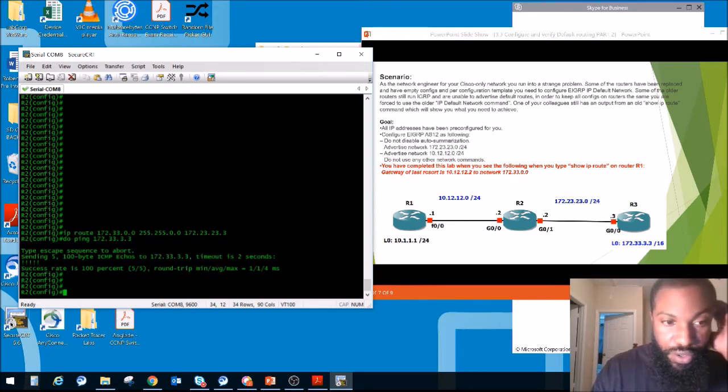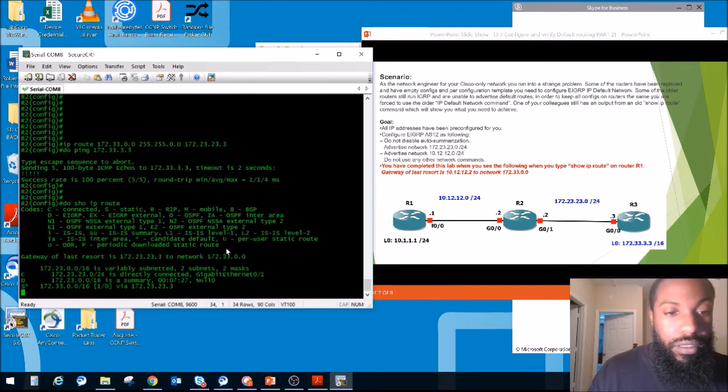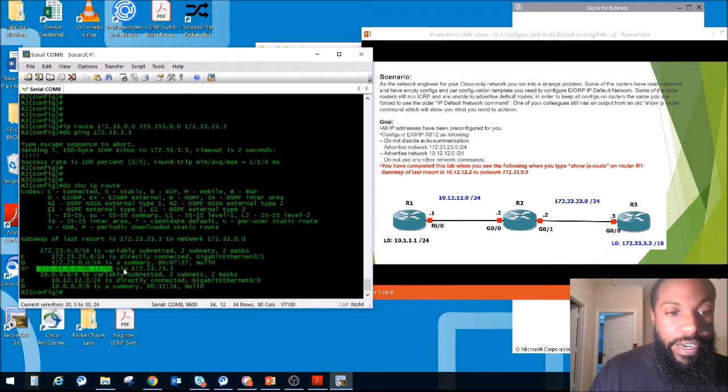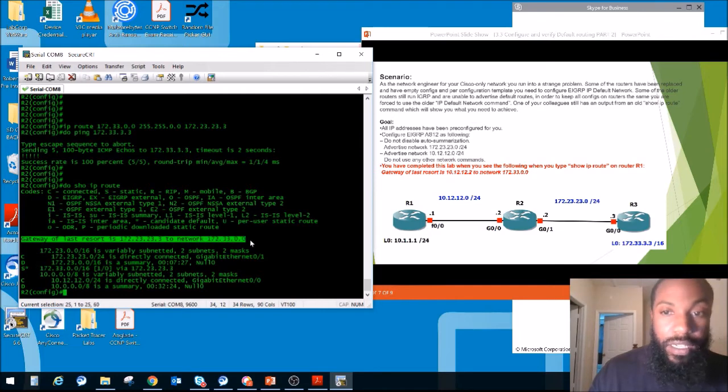Now we created a static route to that. So now if we do a show IP route, you can see there it is right there, the static route to that network. We haven't created one to the loopback, but we know how to get to the loopback, and that's where it says here: Gateway of last resort is that. But we need that to be on router 1. Is it on router 1 yet?